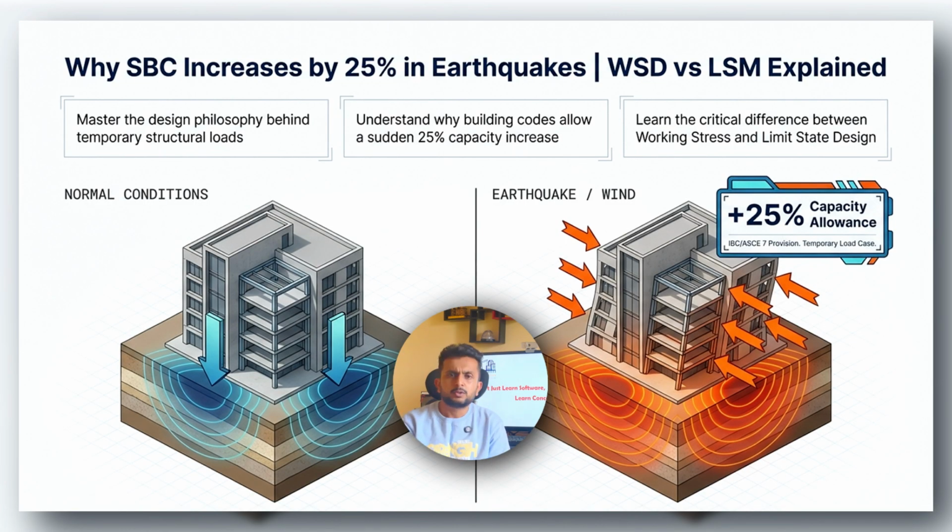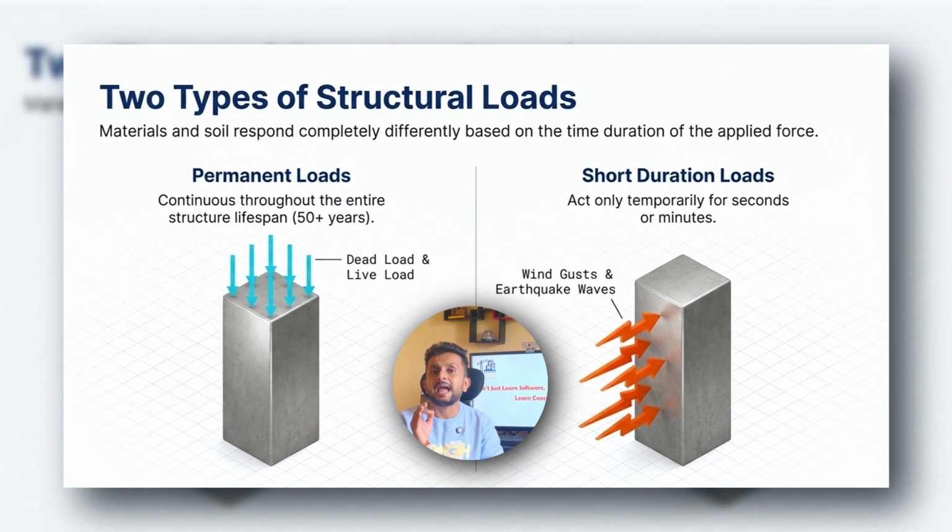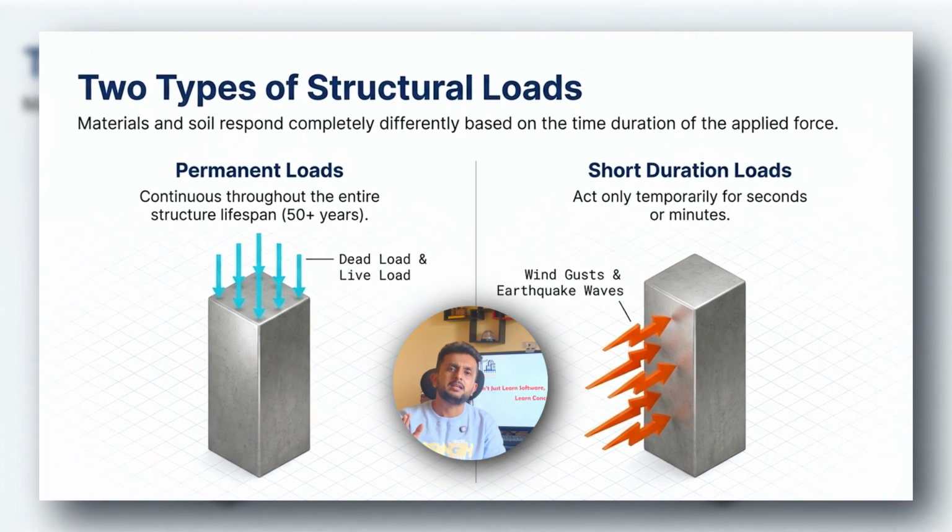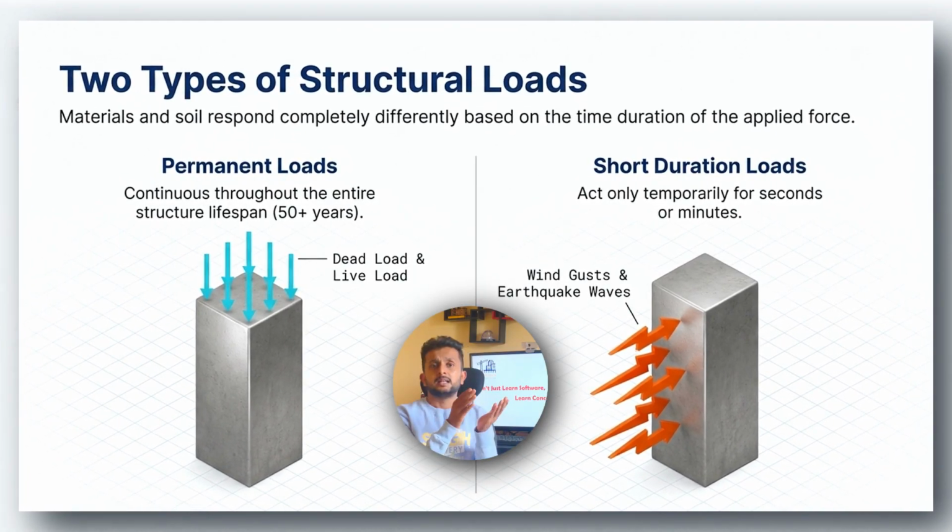Before we go into the formulas, we must understand a fundamental concept in structural engineering. All loads do not act on the structures for the same duration. Some loads act continuously for many years. Examples include the self-weight of the structure, weight of slab, beam, columns, right? Live load from the people and furniture. These loads are present throughout the life of the structure, but some loads act only for a very short duration.